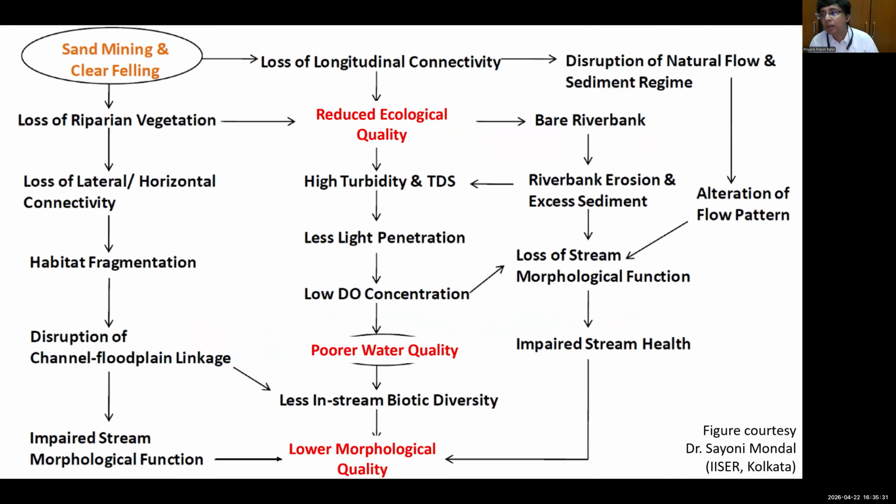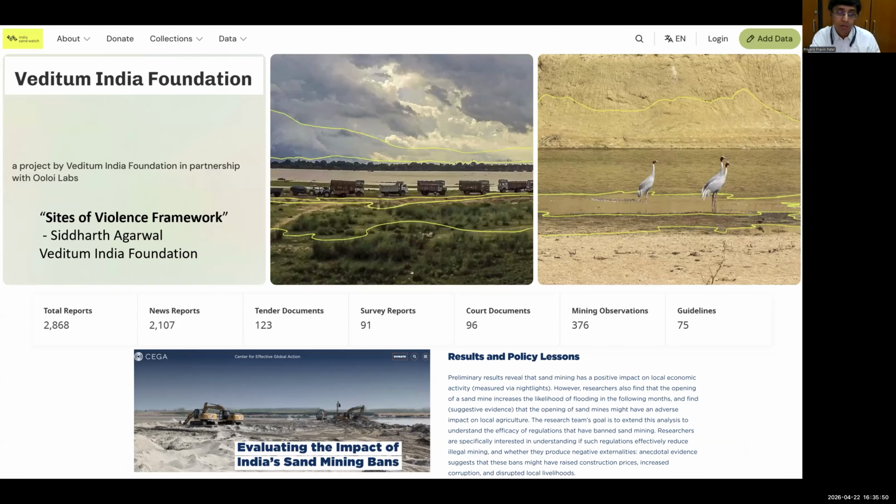And this is a framework that we have come up with on how mining creates loss of longitudinal connectivity. It creates loss of riparian vegetation, reduces ecological quality, reduces the water quality, and overall it reduces the entire riparian and river morphological quality in the mined reach. So I'll stop here.